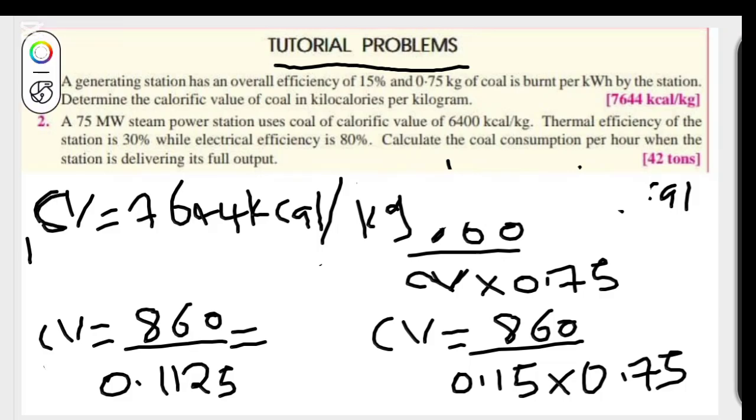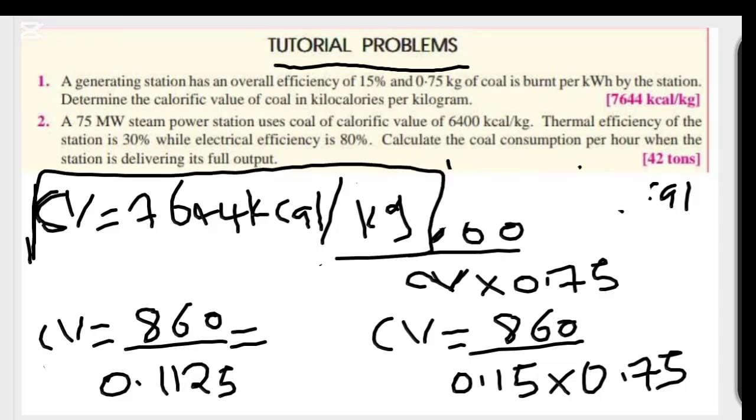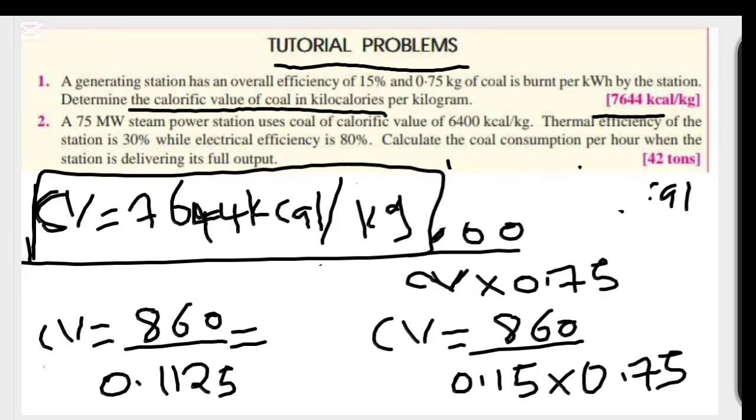This is my CV. I am asked to calculate the calorific value of the coal in kilocalories per kg. So this is the solution to this question. As you can see, their final answer is 7,644. So it means our answer and theirs is the same.